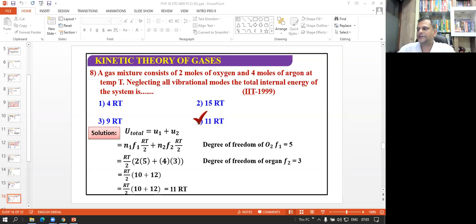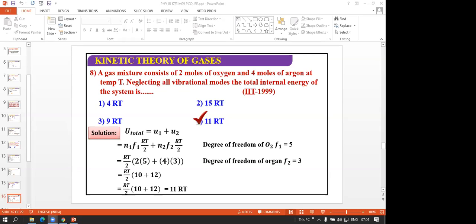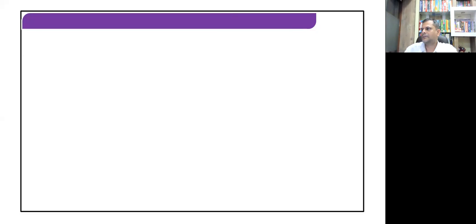Let us start the lecture. Last time हमने kinetic theory of gases के ऊपर कुछ MCQs देखे थे. आज के लेक्चर में वही हम कंटिन्यू करने वाले हैं, but the MCQs will be somewhat different. Okay, let us see the questions.